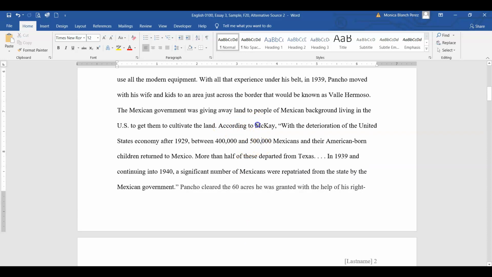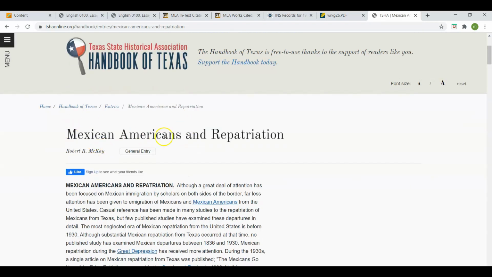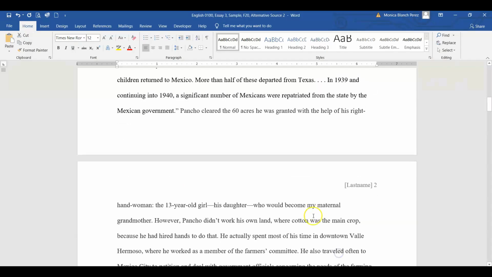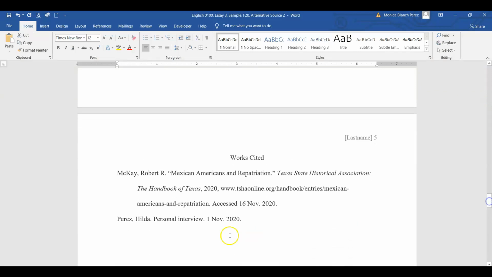And notice how I did it. I had an author's name, right? The author's name is McKay. It's shown right at the beginning, right? And so all the information I needed was there. And that's how I created my works cited entry, right, with the information.